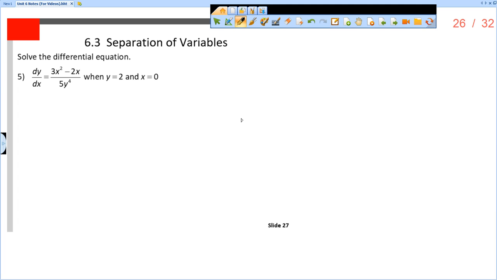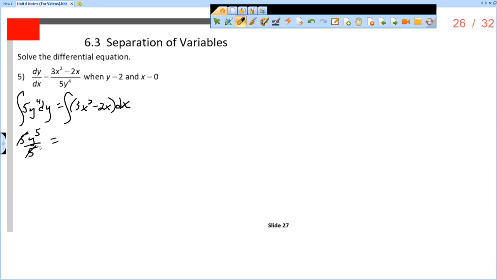All right, same idea, right? We are given a differential equation, and so we want to separate the variables. So I'm going to multiply by 5y to the fourth dy, and then multiply by dx, so 3x squared minus 2x dx. All right, and so now I see y is on the left, x is on the right, and so now I'm ready to integrate. So the integral of 5y to the fourth dy, so that's going to be 5y to the fifth over 5, right? And then, of course, the plus c, but I could add in the c on only one side.